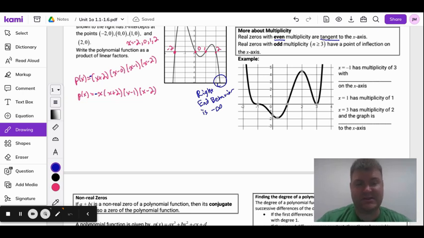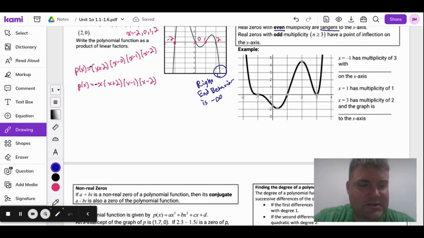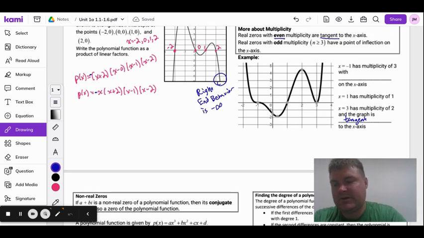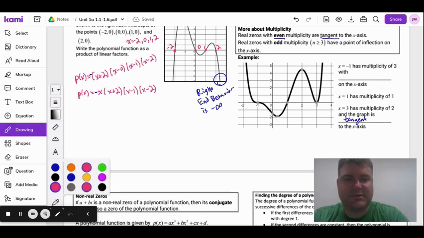So do you see any bounces there? Yeah, you totally do. Where's the bounce at? It's at 3. So 3 is multiplicity of 2, and the graph is tangent. I'm going to add that in right there on the bottom. Is tangent to the x-axis. Beautiful.